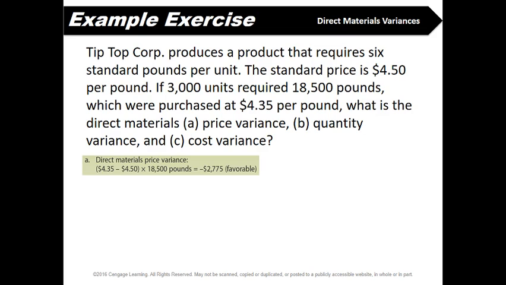Now let's think about the direct materials quantity. So for quantity, 3,000 units required 18,500 pounds. We recognize that right here.